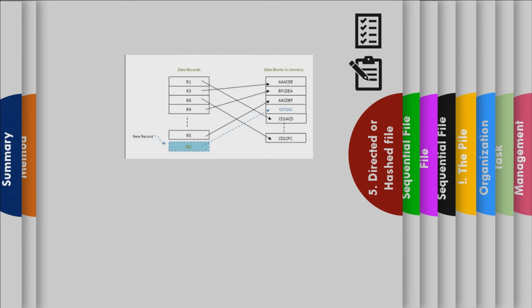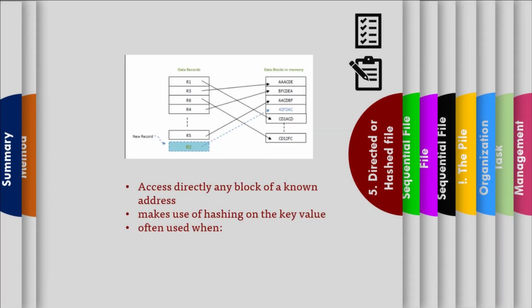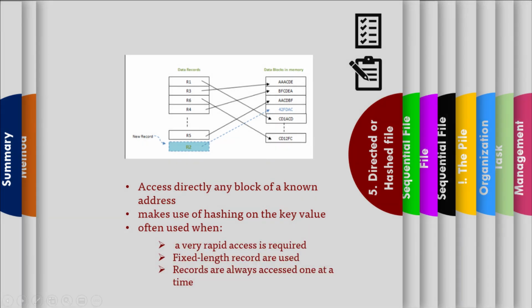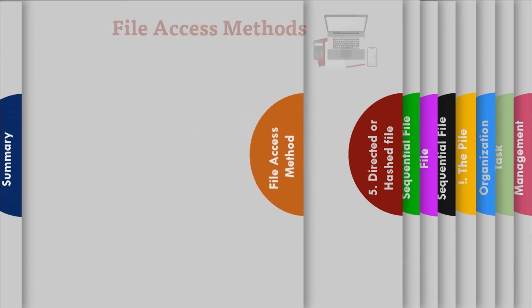Direct or hash file. It accesses directly any block of a known address and it makes use of hashing on the key value. It is often used when very rapid access is required. Fixed length records are used and records are always accessed one at a time.